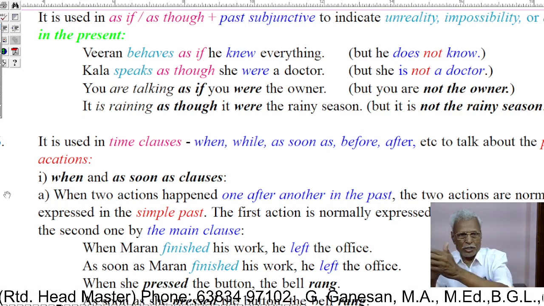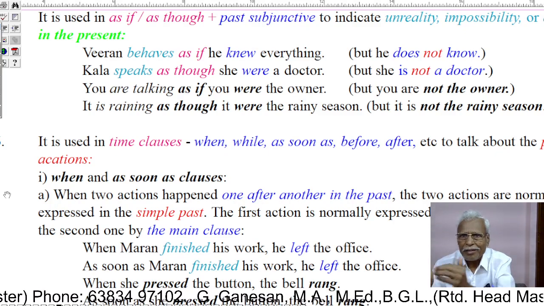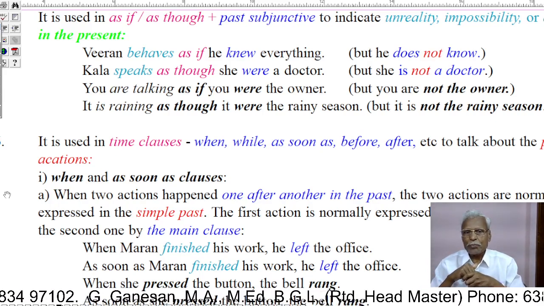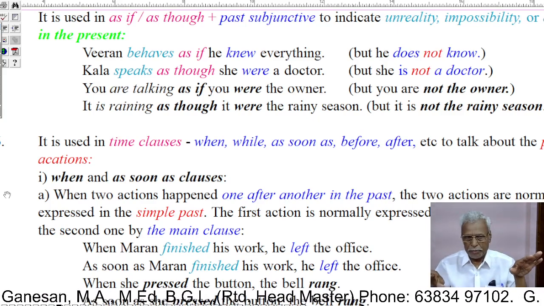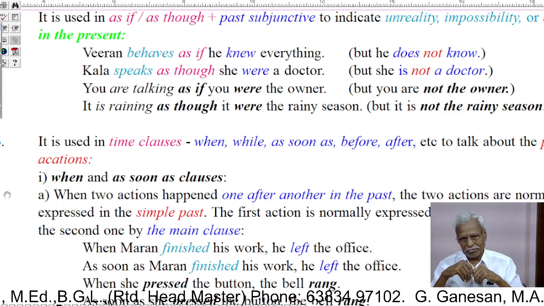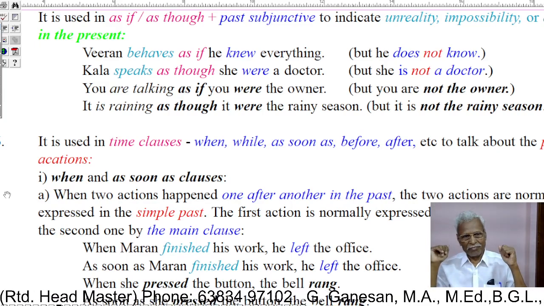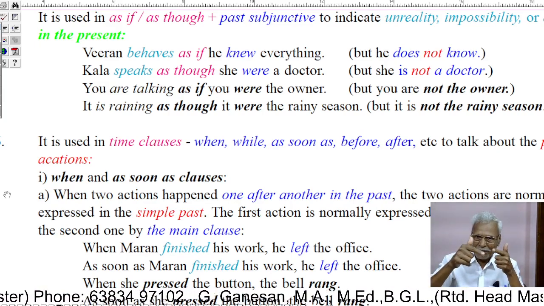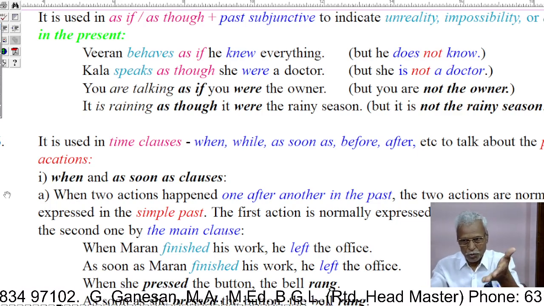Then as if and as though. As if and as though means like. That means it is false. It is only imitation. As if and as though both mean the same. It means imitation. One is imitating something that is not real. As if, as though means imitating something that is actually not existing. That is unreality or impossibility or doubt.